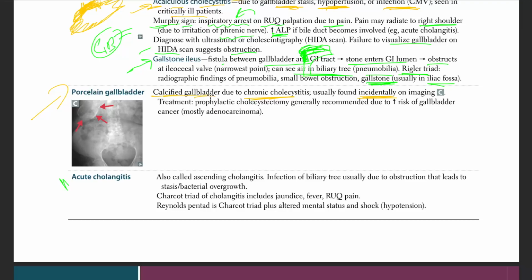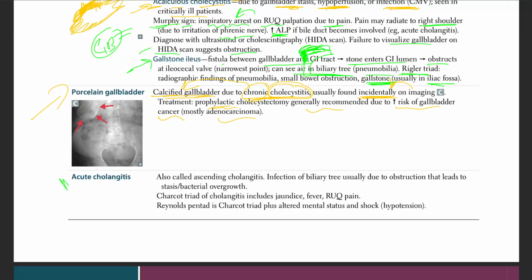Again, it's a calcified gallbladder. Why? Because of chronic cholecystitis. Chronic inflammation of the gallbladder leads to calcification of that gallbladder, and you can see it on imaging, an incidental finding. Treatment is prophylactic cholecystectomy. Take that out prophylactically. Generally it is recommended due to increased risk of cancer, mostly the adenocarcinoma.